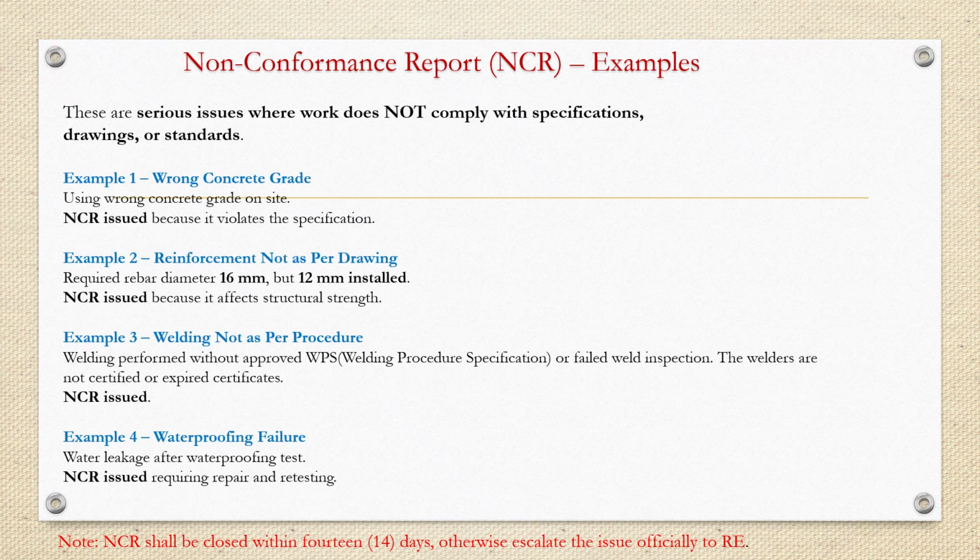Here are some examples of non-conformances. These are serious issues where work does not comply with specifications, drawings or standards. Example number 1, wrong concrete grade. Example number 2, reinforcement not as per drawing. Example number 3, welding not as per procedure. Example number 4, waterproofing failure. Again, for NCRs, these shall be closed within 14 days, otherwise escalate the issue officially to resident engineers and to the client.